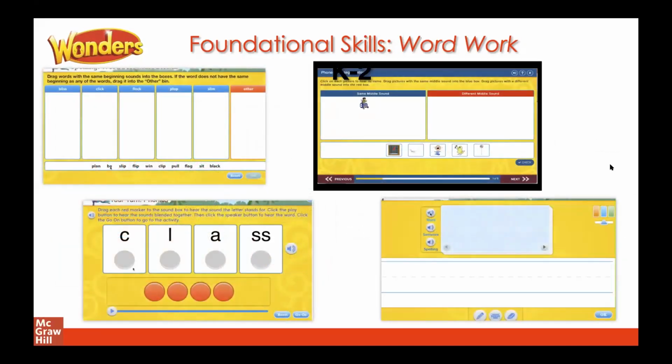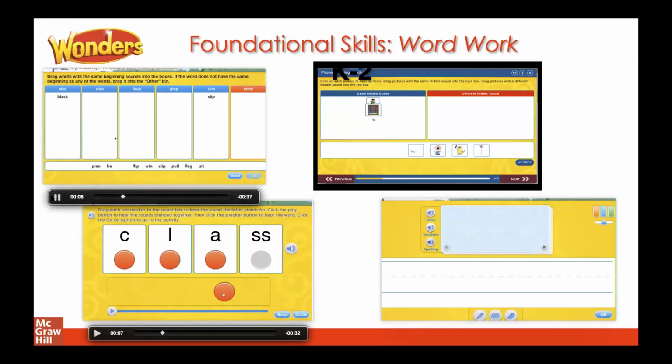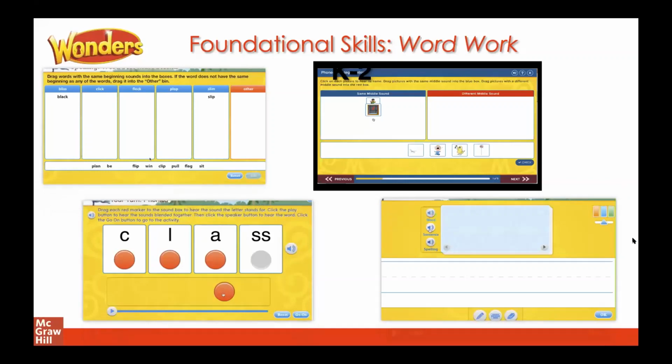There are, of course, those digital electronic games. And so we're going to see a lot of independent options for students to be able to do electronically, either in classrooms during a workshop model station rotation, or at home for some additional practice as well.